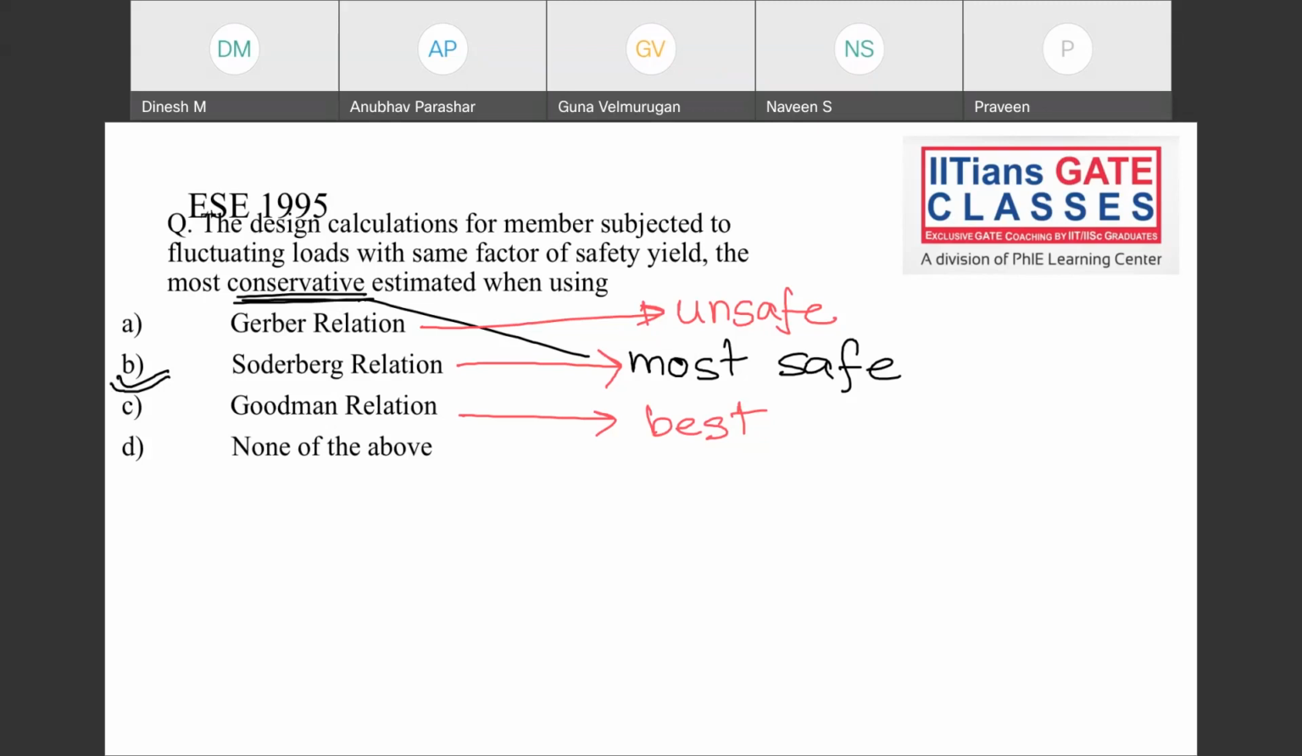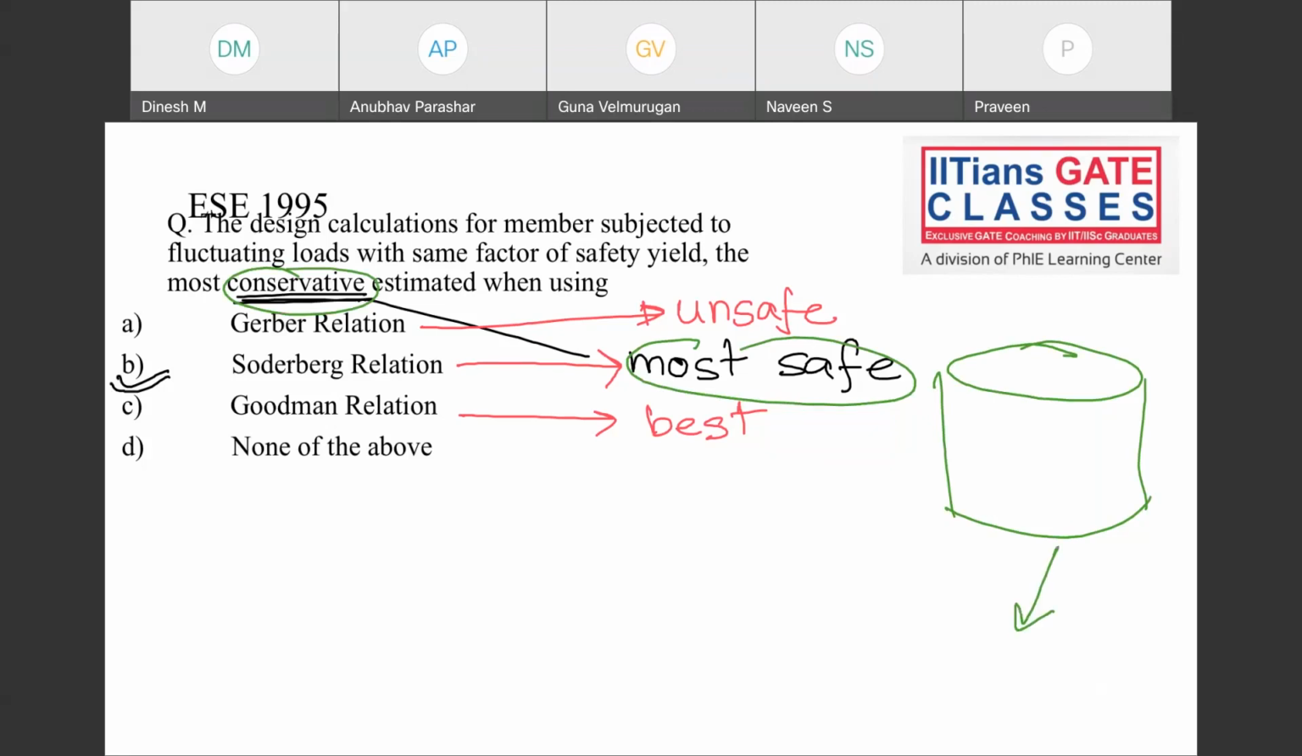With respect to the design point of view, Soderberg is the most safe because it is the most conservative. If you want to make it most safe, what will happen? The dimensions of the component will increase. Only that way you can make it more safe. If the dimensions are increasing, weight will increase. Cost will increase because more material is now required. So that is why it is not the best solution. Most safe is not the best solution.